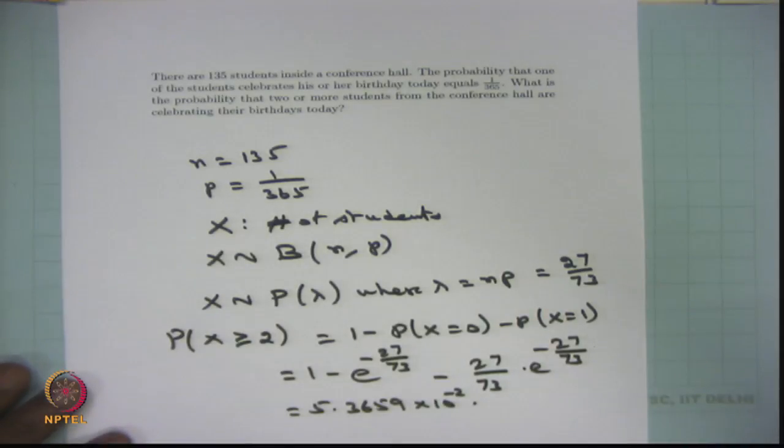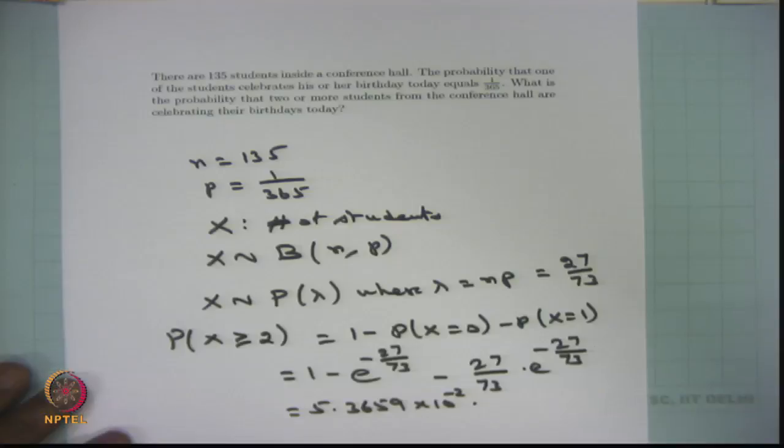So, this is the easy problem. You can create many more problems with the same first two statements. Since n is large and p is almost 0, we are going for the binomial to Poisson approximation.